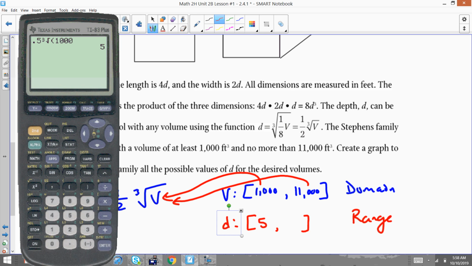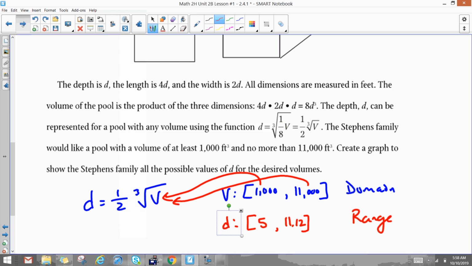Let's figure out what happens if we do the same thing. Now, if you have a newer calculator, you can just hit up. I have an older one, so I'm going to hit second enter to replace that. And I'm just going to add in 11,000, hit enter, and it gives me about 11.12. And then that would be the possible values for d, which technically is our range.